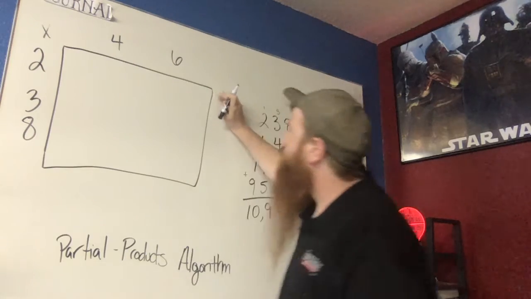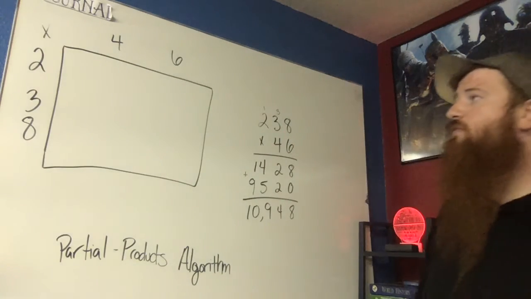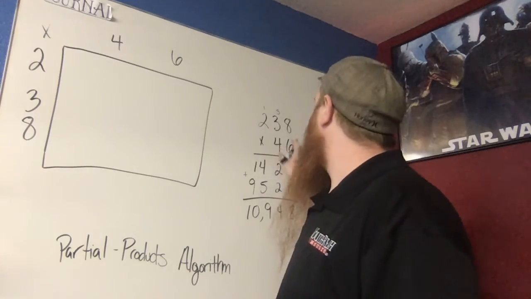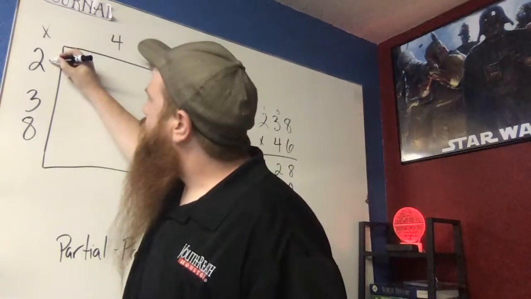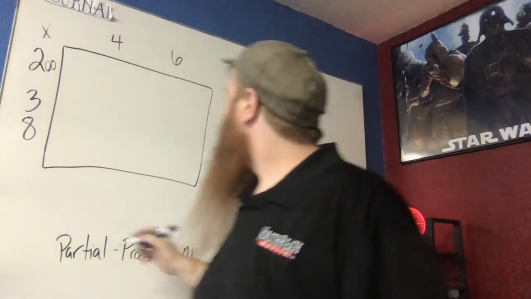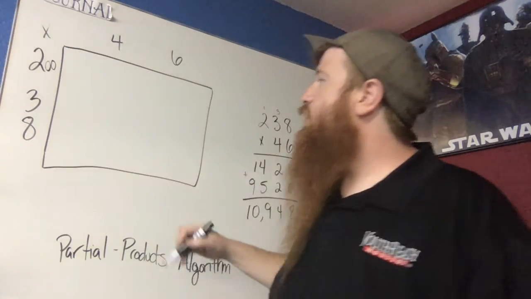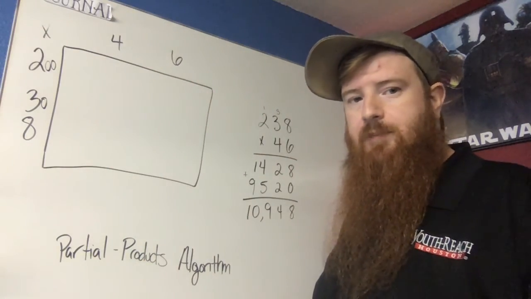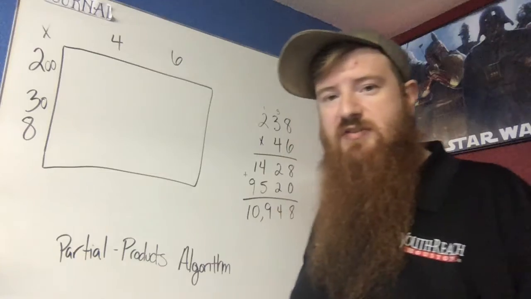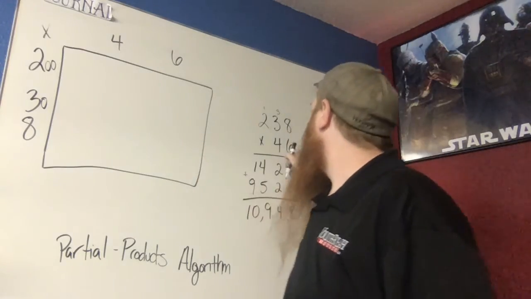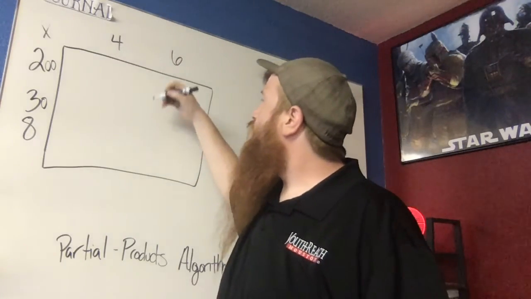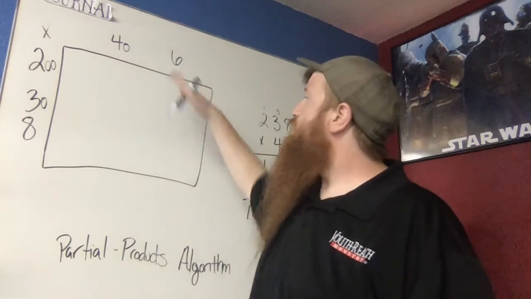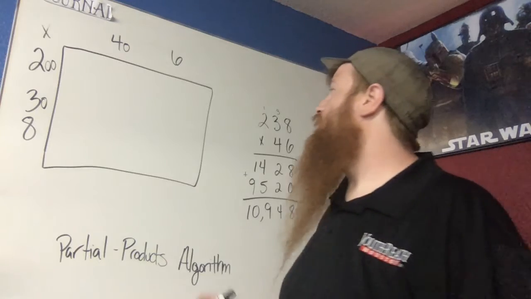All right. And so the way that we can think of this is, being that this is in the 200s place, we can think of this as being 200, and the 3 in the tens place, we can think of that as being 30. And then the 8 is just by itself because it's in the ones place. And then for our bottom number, 46, we can again think of this as being 40 because it's in the tens place. 6 is just 6 because it's in the ones place.